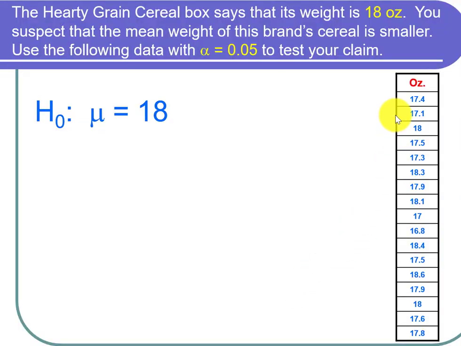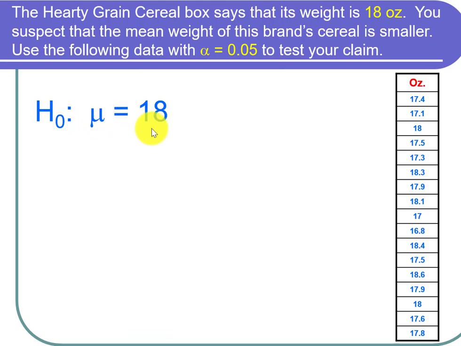And we have the data, which is this big long list of the number of ounces of a sample of these cereal boxes. And we start out with a hypothesis. We start with our null hypothesis, which is what the other guy says. And what the other guy says is that the weight is 18 ounces. And that's the population mean weight. This is quantitative data. So I write H naught colon mu for the population mean is equal to 18.